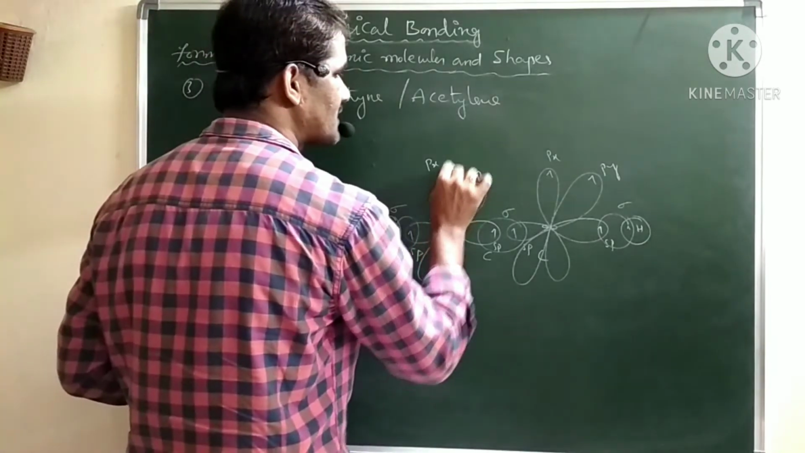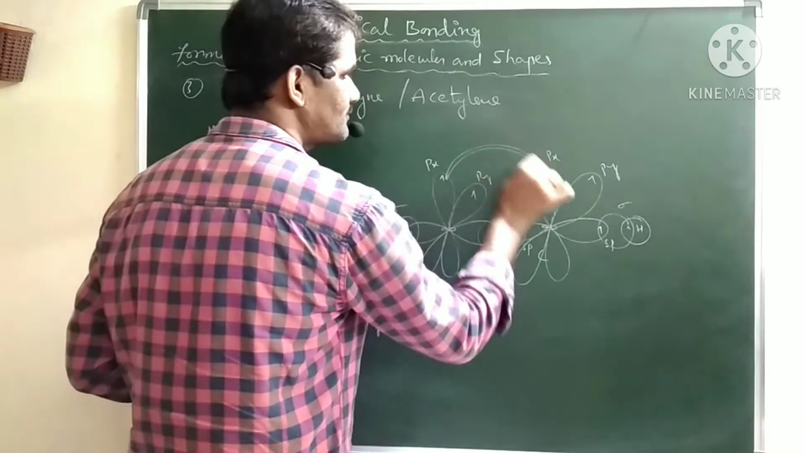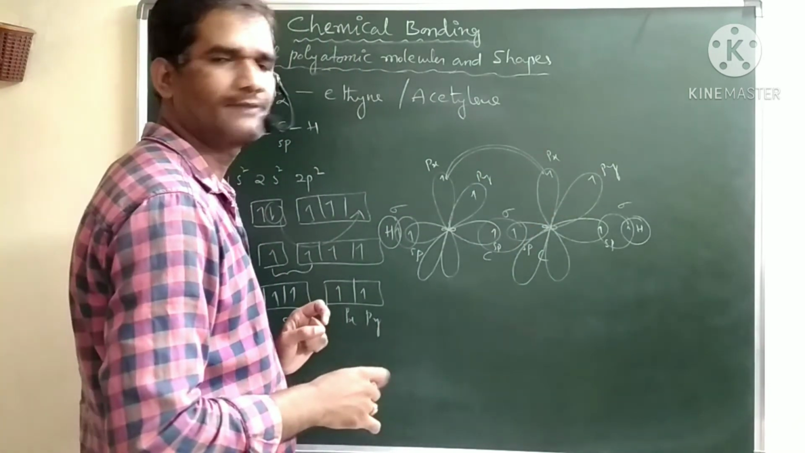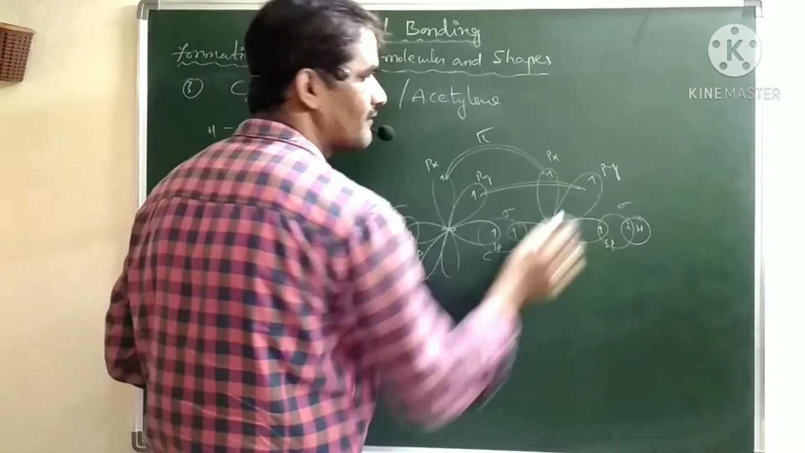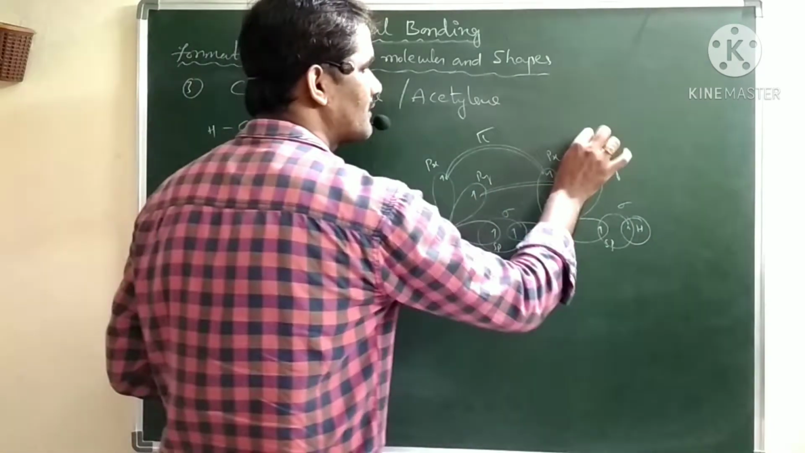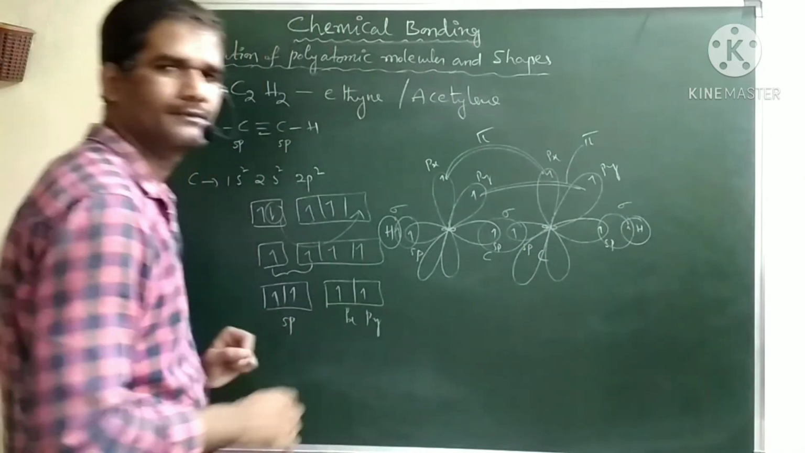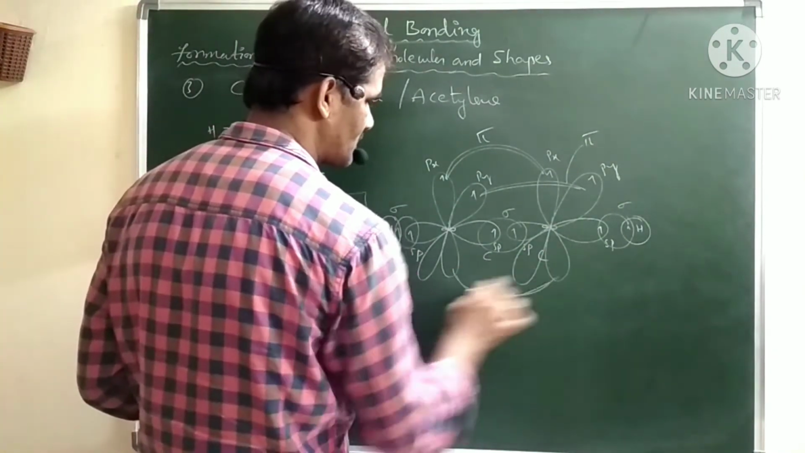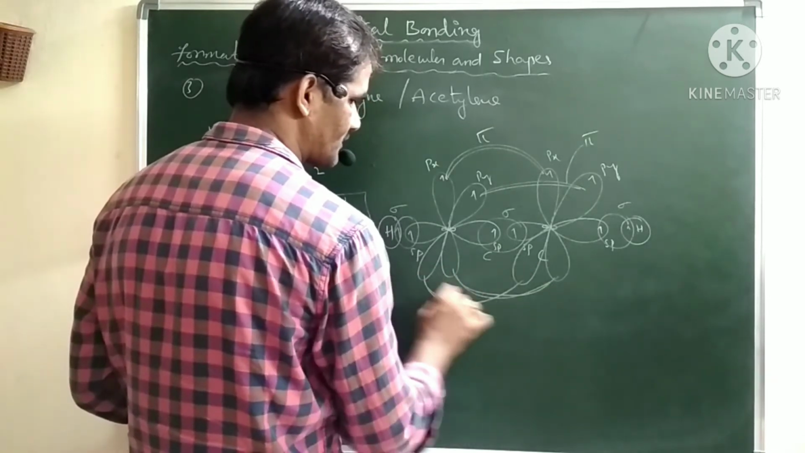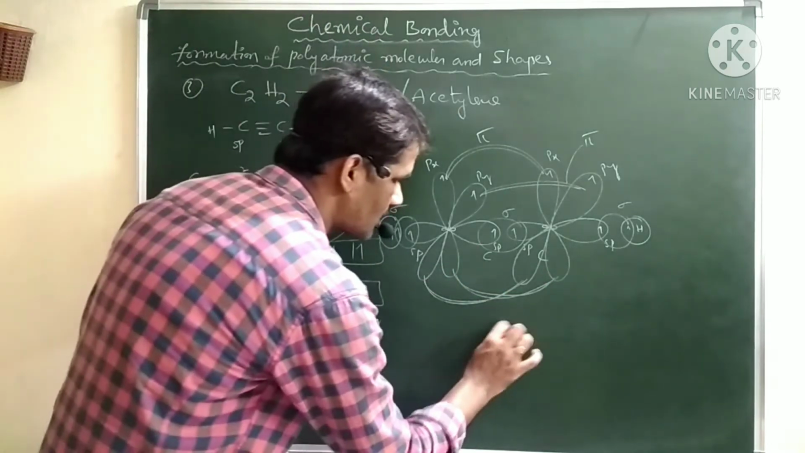Now this px and px will overlap each other and form a pi bond, and also py and py will again form a pi bond. So overall, this will overlap with this one, and this will overlap with this one. Now we have the carbon.